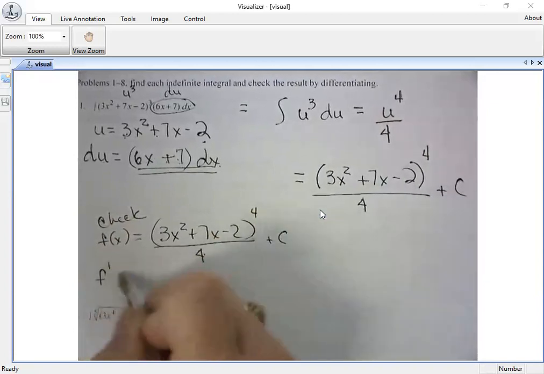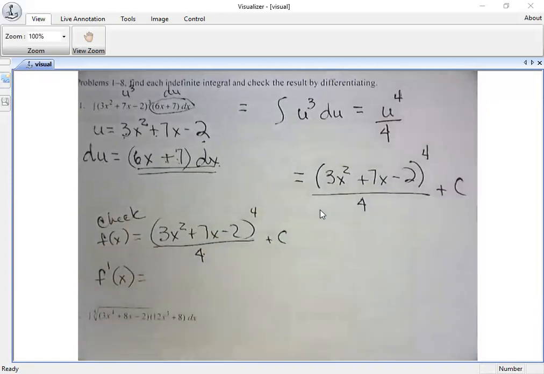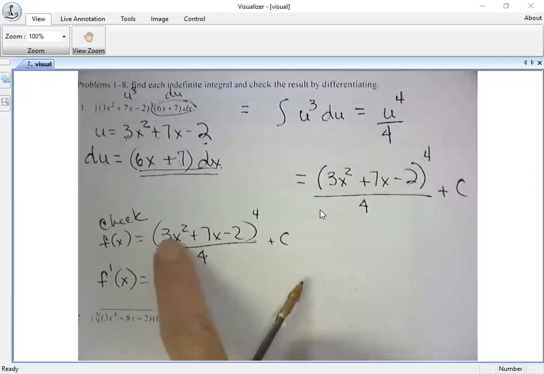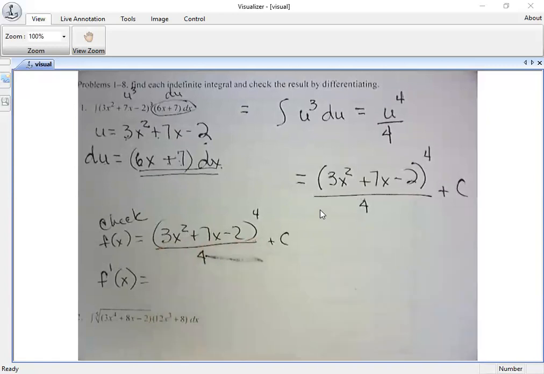And if I differentiate it, what do you notice we would have to use in our differentiation? Not the quotient rule, because my denominator is just a number. It doesn't have a variable in the denominator. But look here, it's a chain rule problem, because in my parentheses, I have a function with x in it. It's not just x to the fourth power.